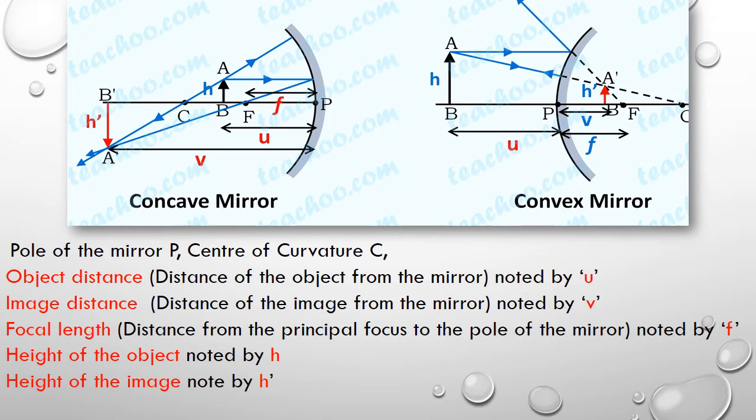Now height of the object. Children, height of the object is always kept above the principal axis. It is erect, so we measure the height in the upward direction. So H will be always positive. Whereas H dash, that is height of the image, can be positive or negative depending upon whether the image is erect or inverted. If it is erect, H dash will be positive. If it is inverted, H dash will be negative.